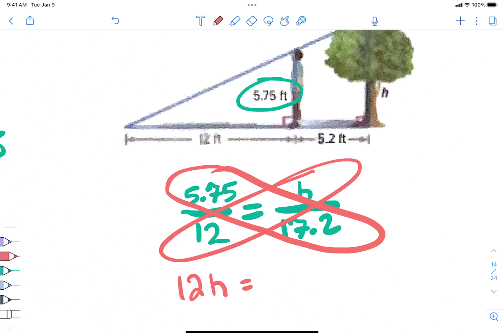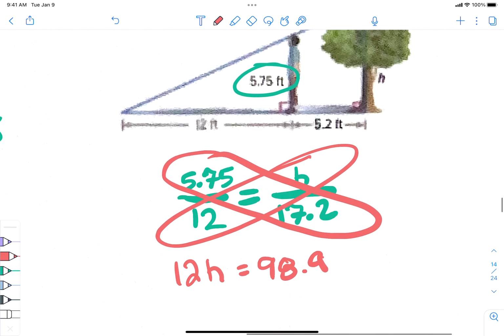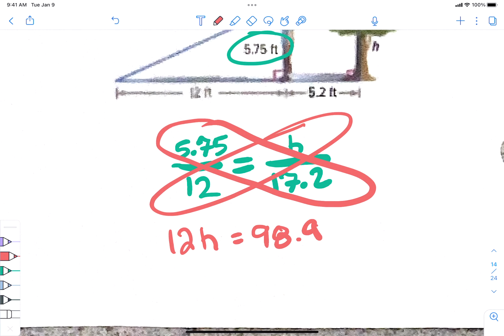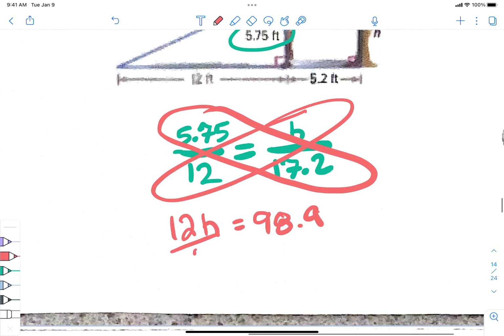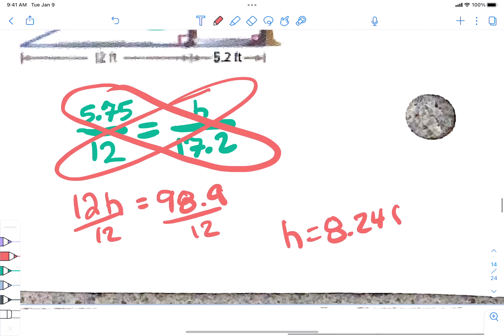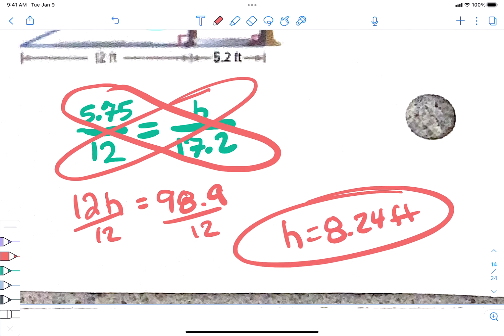98.9. Yeah, that's right. And divided by 12. 98.9 divided by 12 is 8.24. The height is 8.24 feet. Good?